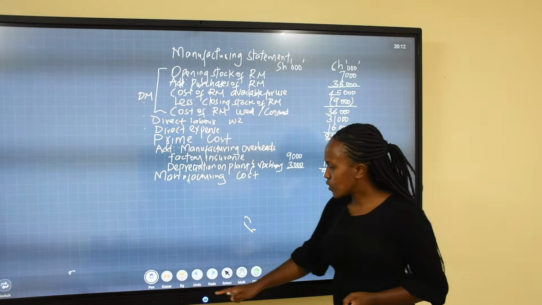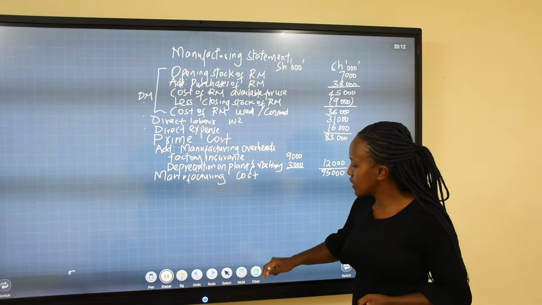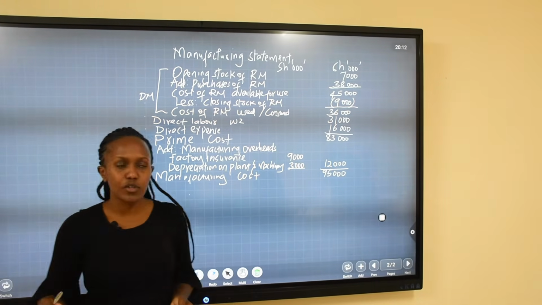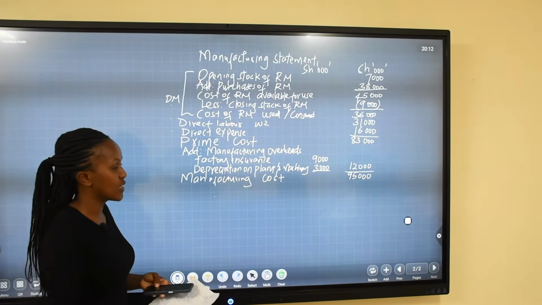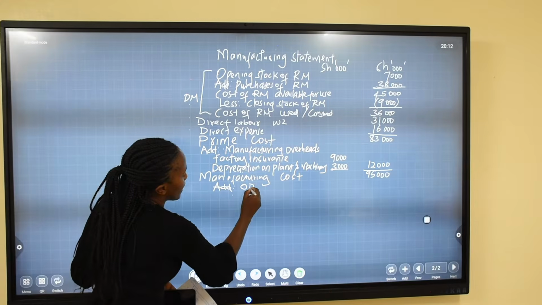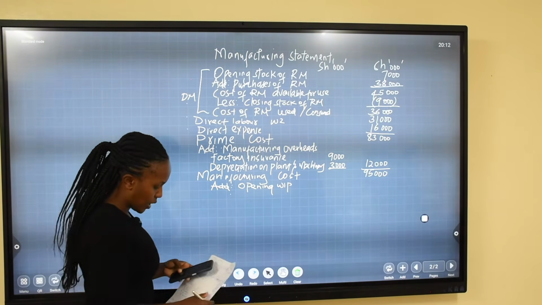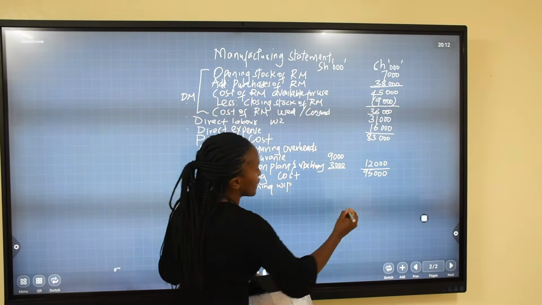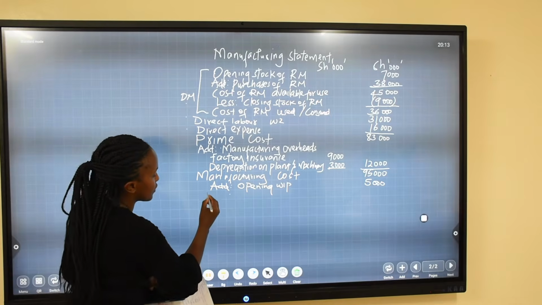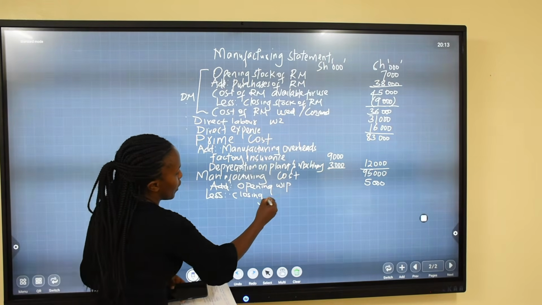And now, because these are the costs that have been incurred in production so far, we need to see out of this, how much of it represents the goods that have already been completed. So at this point, we add opening work in progress, which is 5,000. And we less closing work in progress.